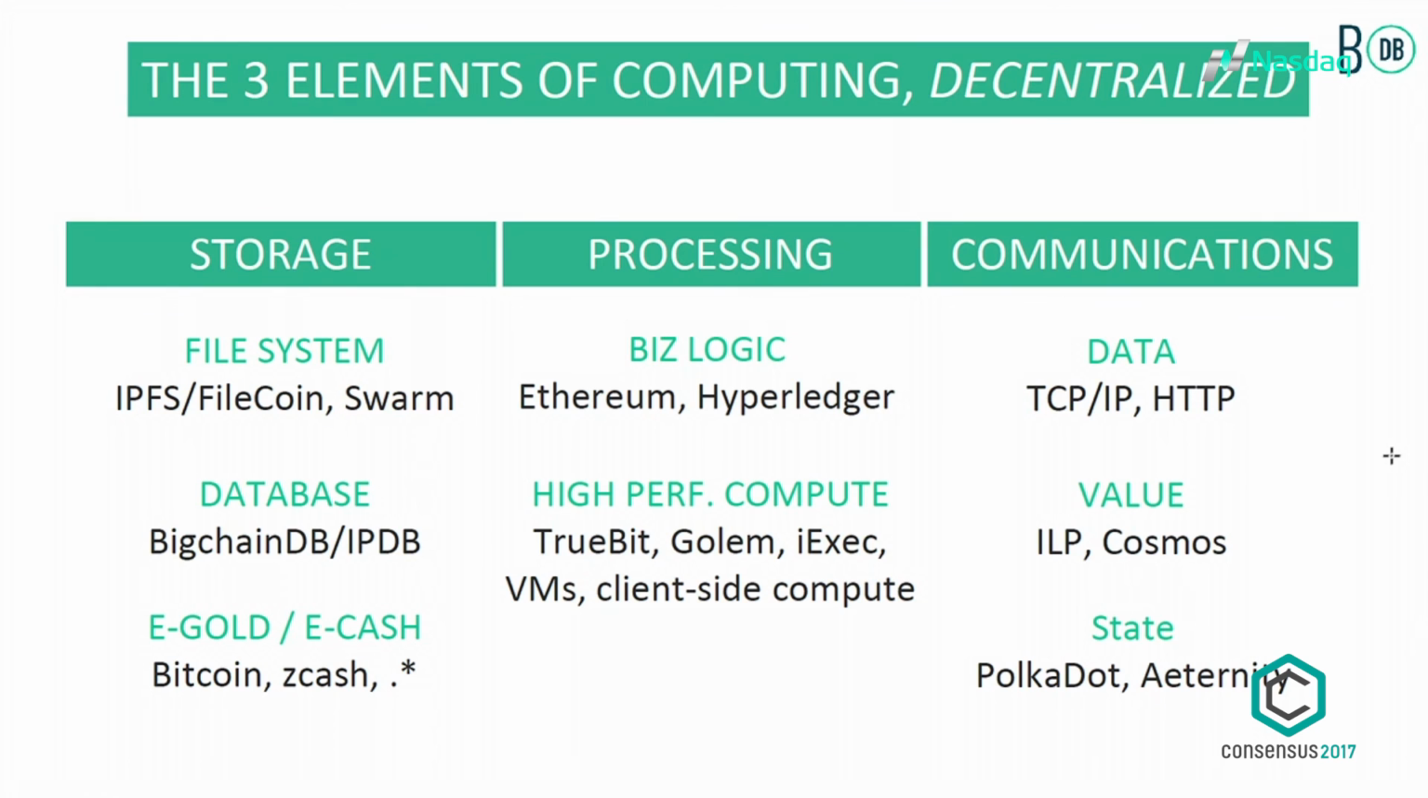Swarm, and there are others. In the world of decentralized databases, this is what I spend my time on with BigchainDB, and its public network, IPDB. And with eGold and eCash, there's Bitcoin. It's really about this store of value, or Zcash, and basically every other blockchain out there that has its own tokens. In business logic, for the processing side, decentralized business logic, this really is smart contracts. It's a better label, decentralized business logic.